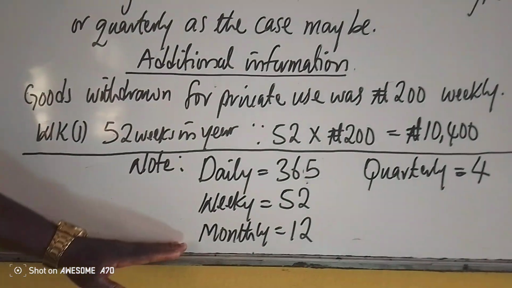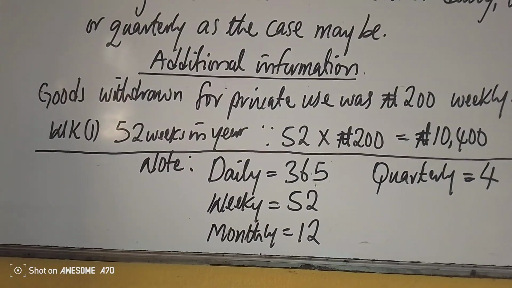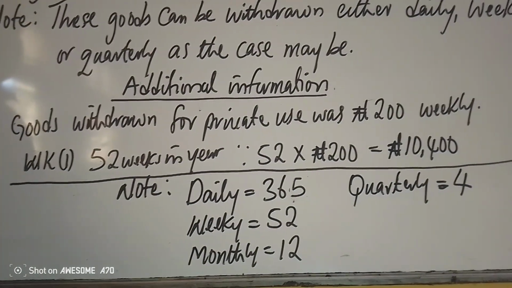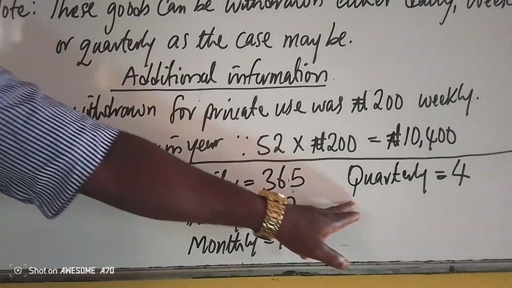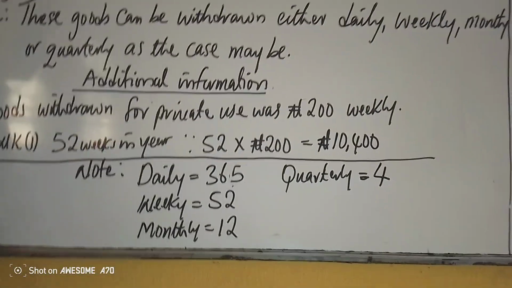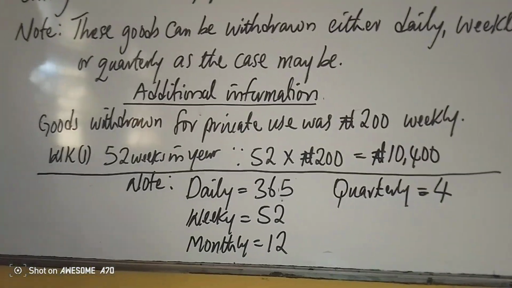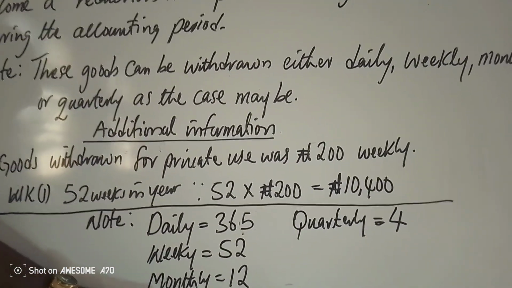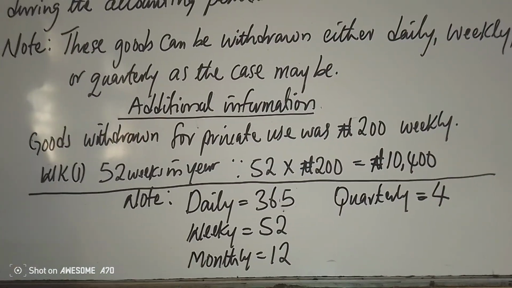Then it can also be monthly, and everybody knows that we have 12 months in a year. In that case, you multiply the value of the goods taken out by 12. It can be quarterly. A year is made up of 4 quarters, so if the owner decides to take goods valued at 200 quarterly, you multiply by 4 to get the value. Please get this picture clear, so that if the examiner brings this out, you will not be confused.